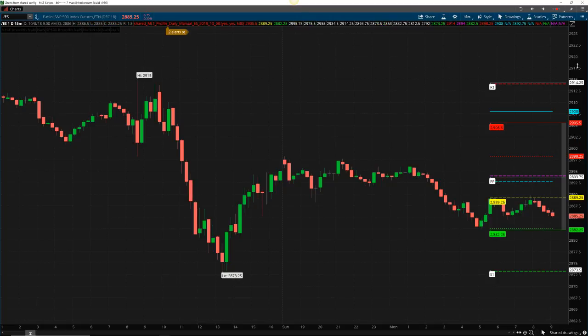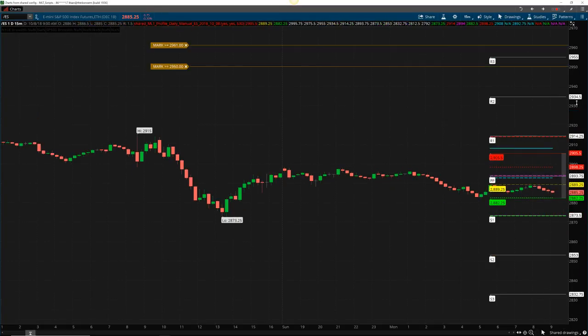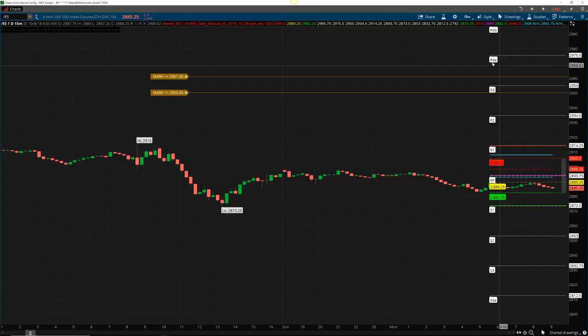Floor traders support and resistance levels, pivot points. R4A 29.75 half, R3 29.55, R2 29.34 half, R1 29.14 quarter. The pivot point is 28.93. S1 is 28.73 half, S2 28.53, S3 28.32 quarter, and S4A at 28.12 half.